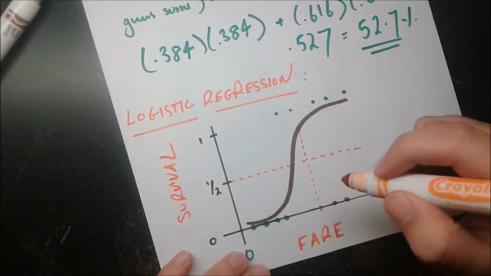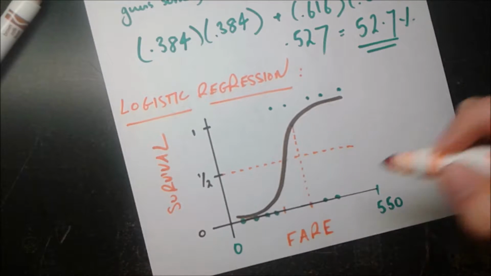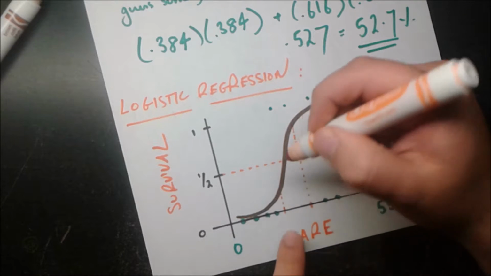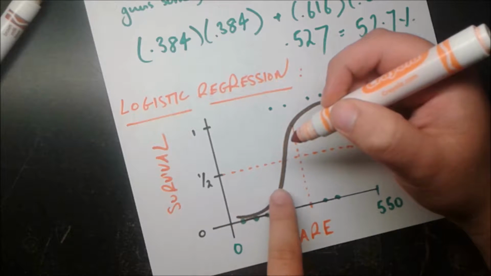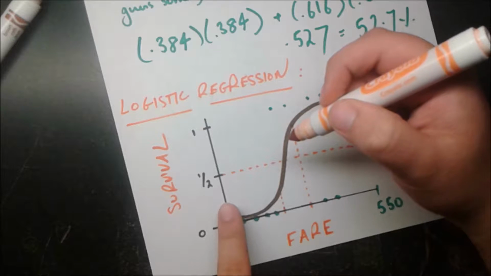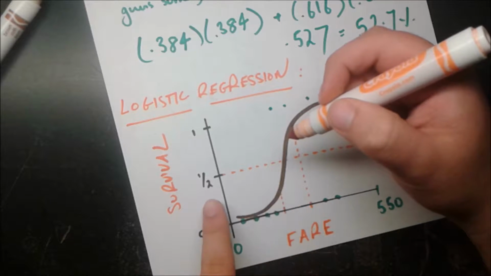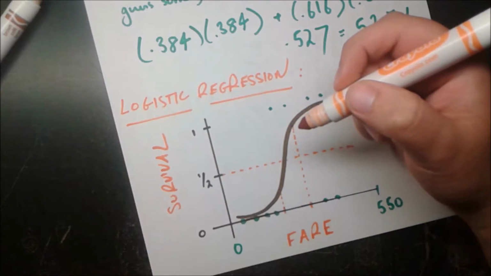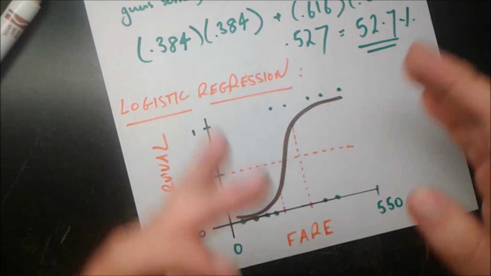Now, if you choose a fare value that's down here, and then you trace it to the logistic curve, this is below 1/2, right? So maybe something like 0.25, maybe a fourth. Since their probability of survival is less than 1/2, we go ahead and classify them as not survived. And that's how the logistic model works.